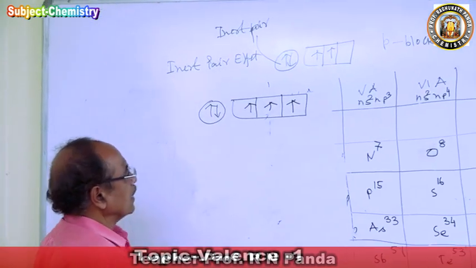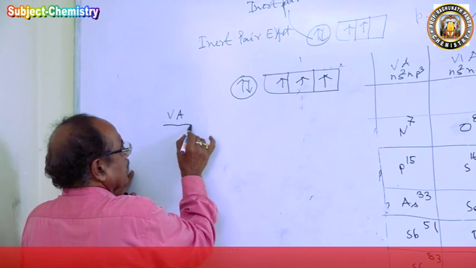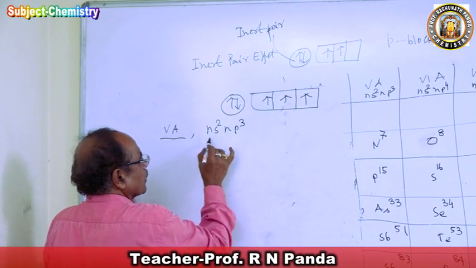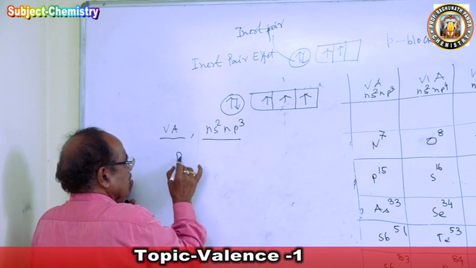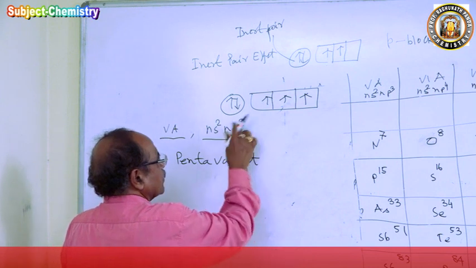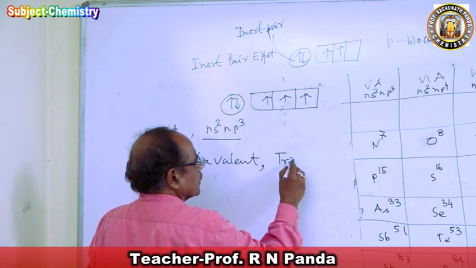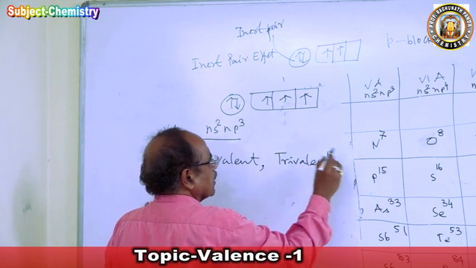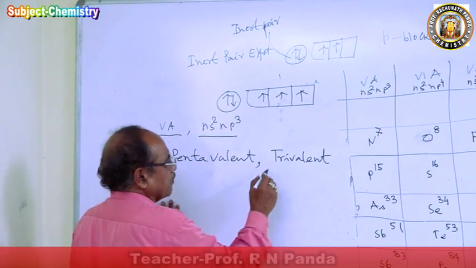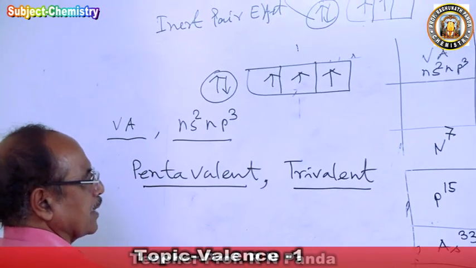So how many electrons? 5. So group 5A elements have configuration ns2 np3. They exhibit two valencies: they can be pentavalent because they have 5 electrons, and they can be trivalent because they have 3 unpaired electrons. So they exhibit trivalency and pentavalency. The trivalency is because of the inert pair effect, and pentavalent because they have 5 electrons in their outermost shell.